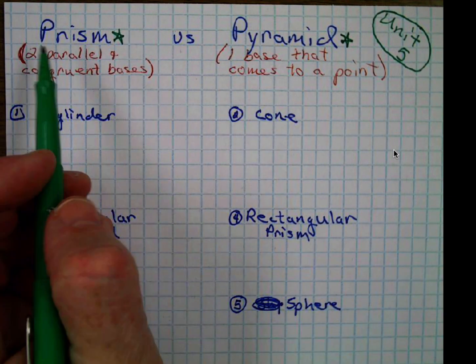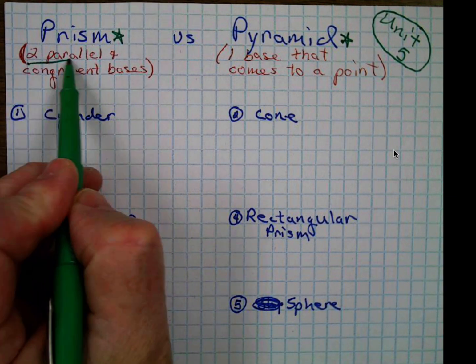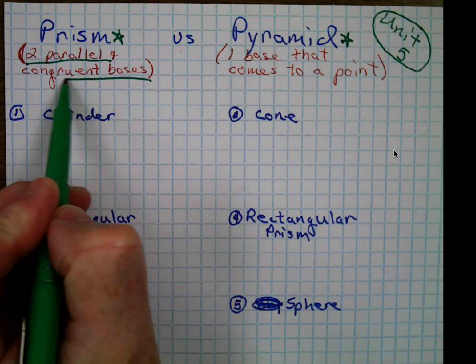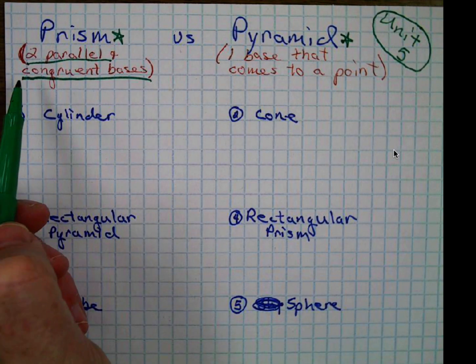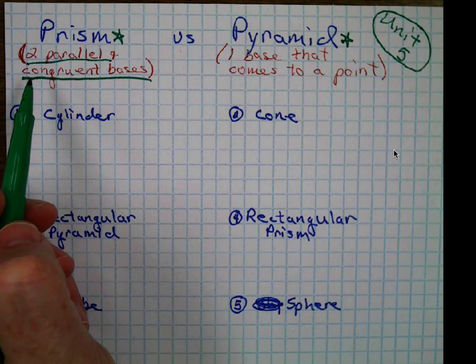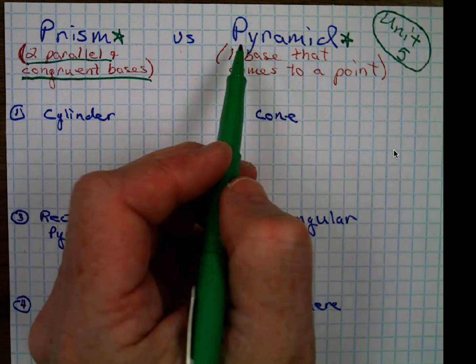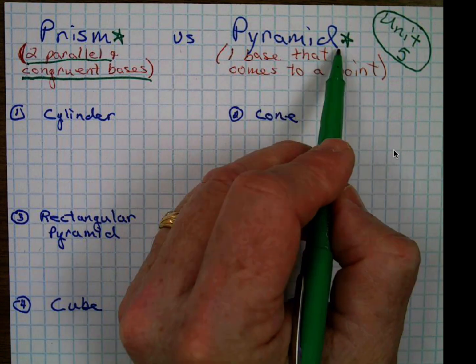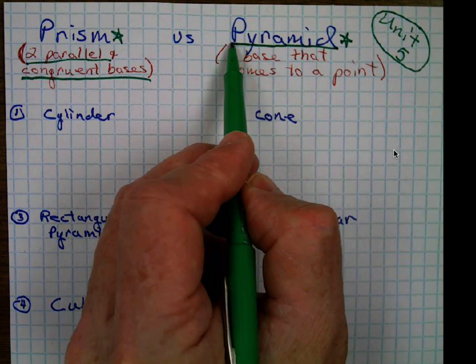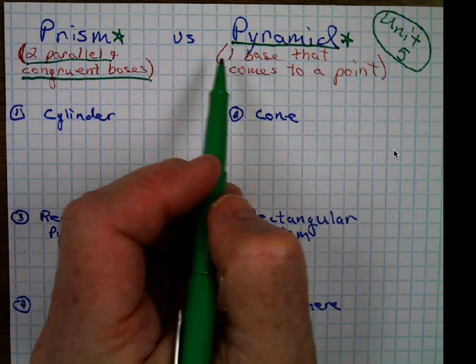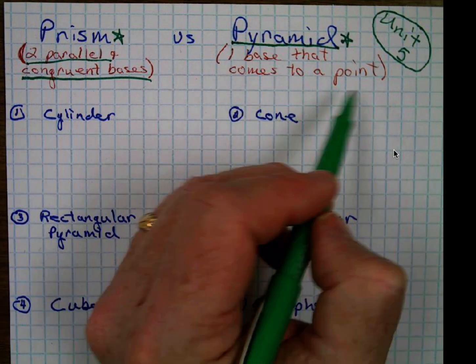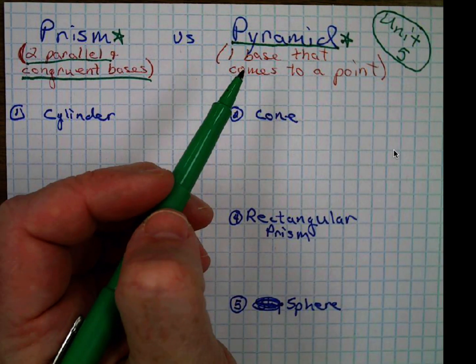A prism has two parallel and congruent bases. You have seen prisms all over the place. A pop can is a prism. A dice is a prism. Prisms all over the place. Then we also have pyramids. When you see pyramids, oftentimes you think of those things in Egypt, and you're absolutely right. It is one base that comes to a point. So we're going to draw these things, all right?